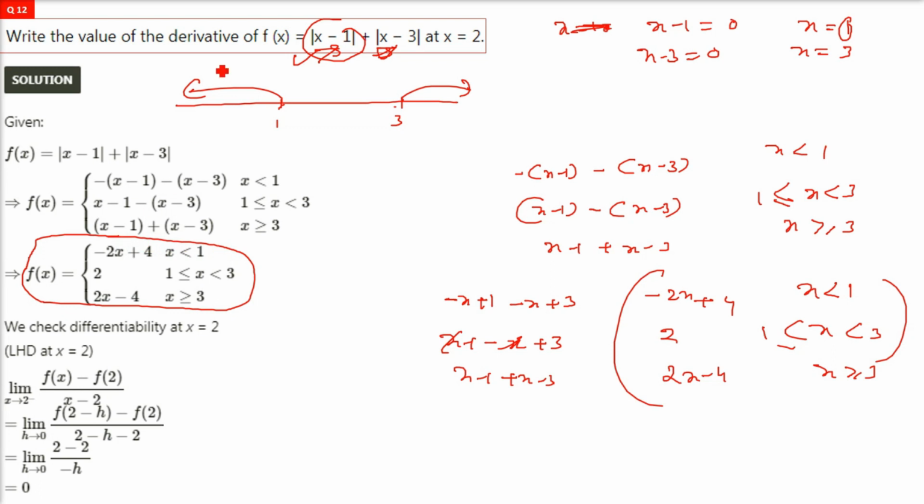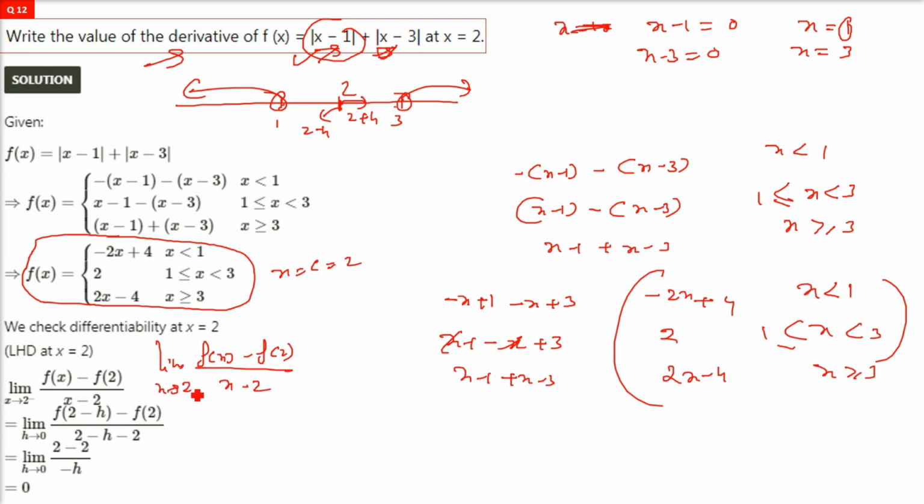Now, we will check the differentiability not at 1, not at 3, but at 2. The question is not asking about 1 and 3. It is asking about 2. But what do we do? What do we do in the actual scenario? We go to the left, put x as 2 minus h. We go right, we put 2 plus h. Try to put the values in f(x) minus f(c) by x minus c. This is what we do. f(x) minus f(2) by x minus 2. Because we have to check at 2. So limit x tends to 2 here.